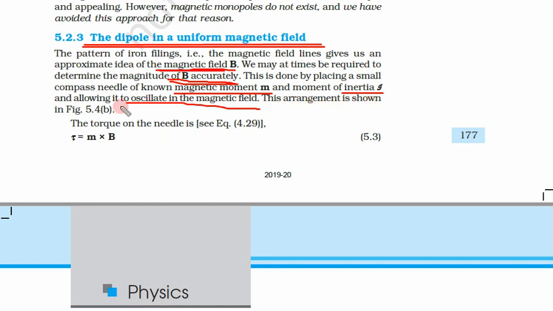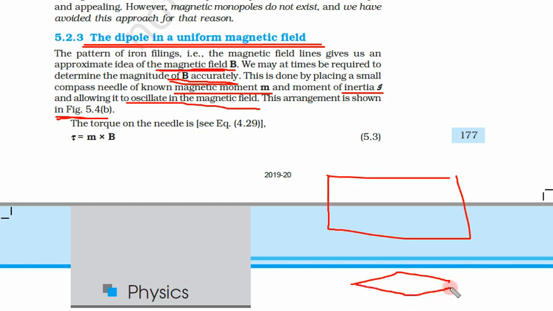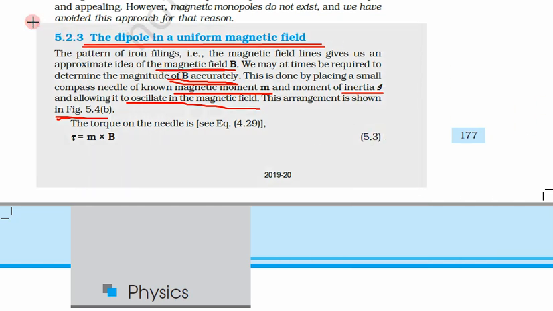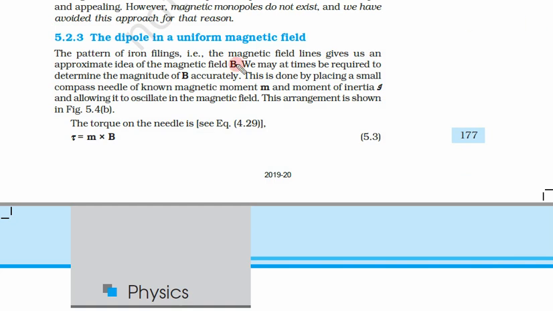So let us see how it is done. This arrangement is shown in figure 5.4b, the same figure which we have seen just for the solenoid. There was a solenoid, and just near the solenoid there was a magnetic needle. So this is a similar figure, and a solenoid can also be considered as a bar magnet. So this is the same thing, but now we are accurately measuring B. What is the magnetic field?